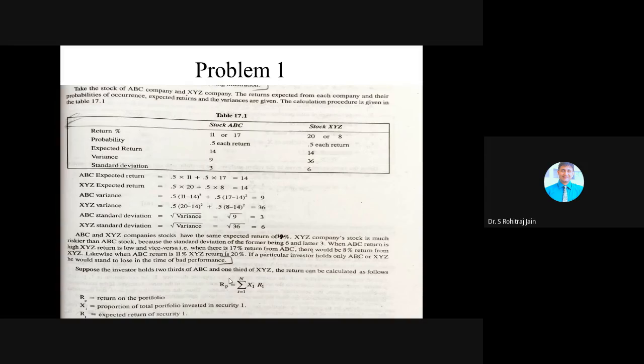Now, what is RP here? It is the return on the portfolio. Please remember these terms. RP, the return on the portfolio, is equal to the summation from i equal to 1 to N of X times the expected return. X is the proportion of the total portfolio invested in security 1. The proportion is, as I just explained, 2/3 of ABC and 1/3 of XYZ. Then the expected return on security 1. So in this case, how do we calculate?